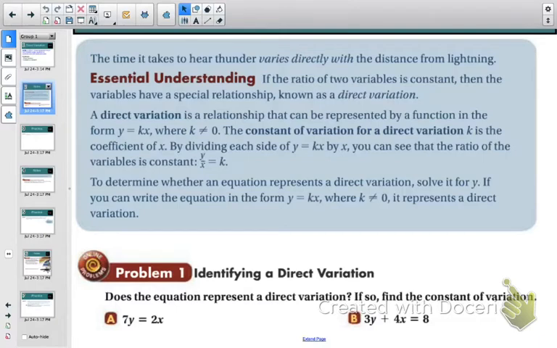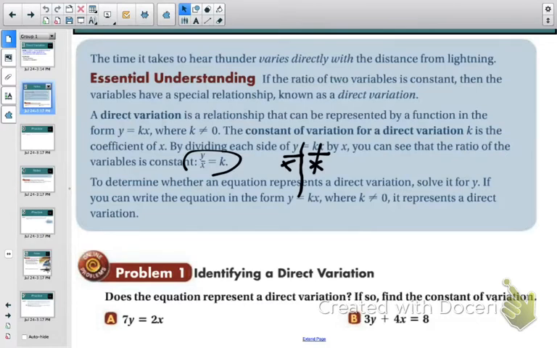So anyway, the constant of variation for a direct variation, k, is the coefficient of x. By dividing each side of y equals kx by x, we get k equals y over x. So if you want to find your constant of variation, you just have to divide y by x. That's basically what it's trying to say.